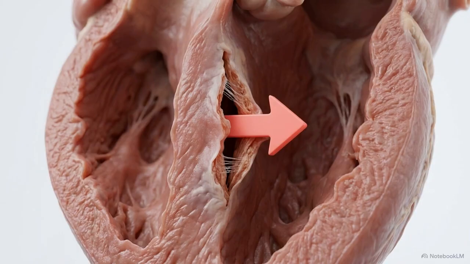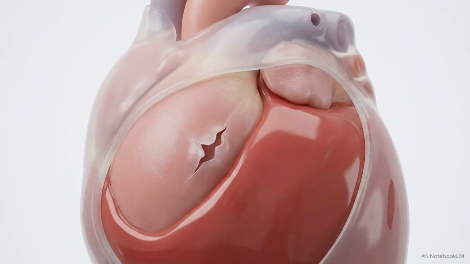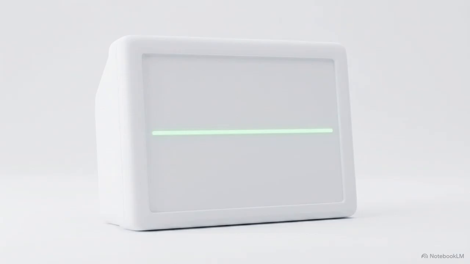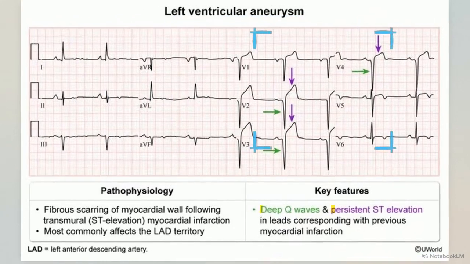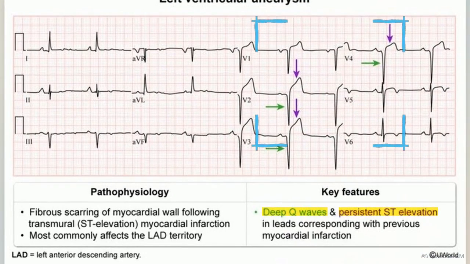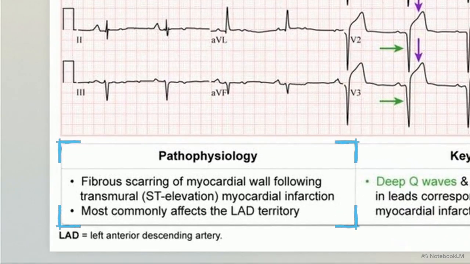This creates a left-to-right shunt, diagnosed by a new harsh systolic murmur and a measurable oxygenation step-up inside the right ventricle. Finally, free wall rupture occurs in this same acute period. It leads to blood pouring into the pericardium, causing sudden cardiac tamponade, pulseless electrical activity, and rapid collapse. Shifting to the later timeline, weeks to months after the initial event, we find the left ventricular aneurysm. As noted here, this presents with persistent ST elevation and deep Q waves long after acute ischemia resolves, often leading to heart failure or mural thrombi.